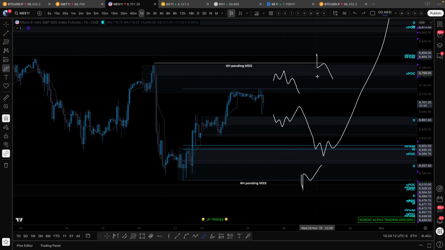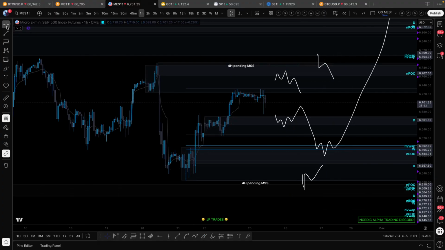So this would be 1, 2, 3, 4, 5 trades for our S&P setups for today. Let's go ahead and save that. And let's screenshot this for the Discord.